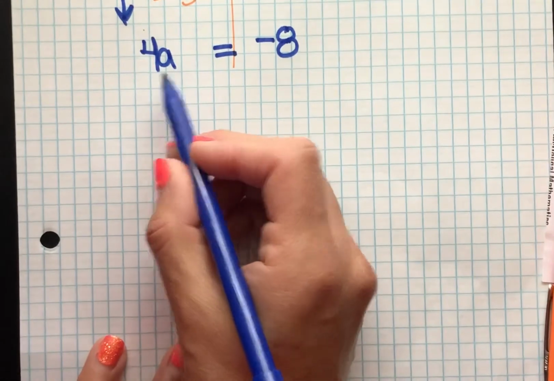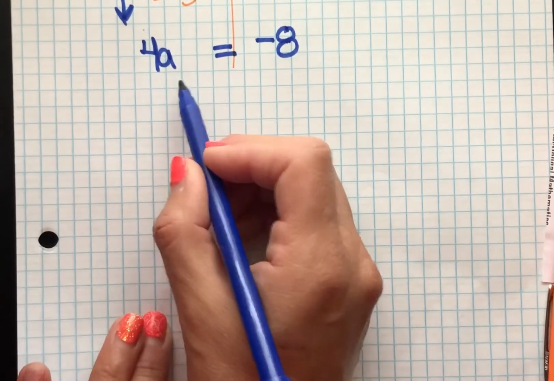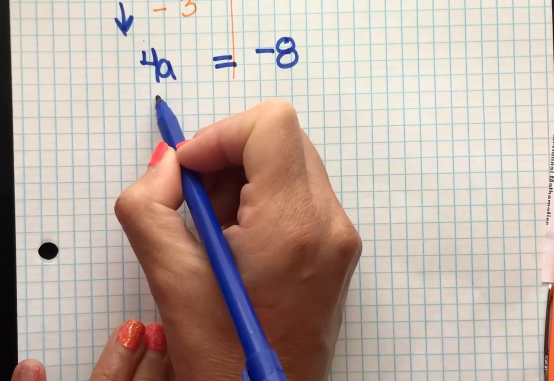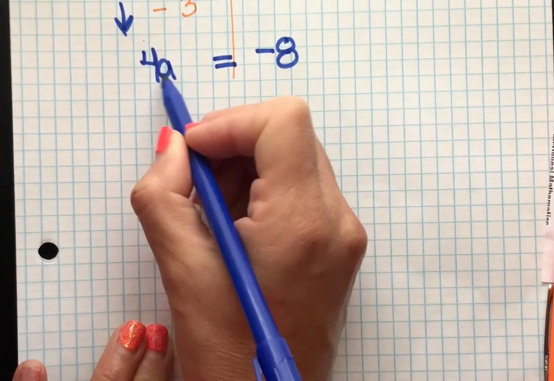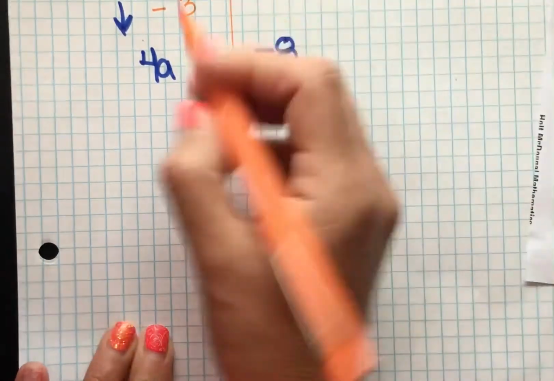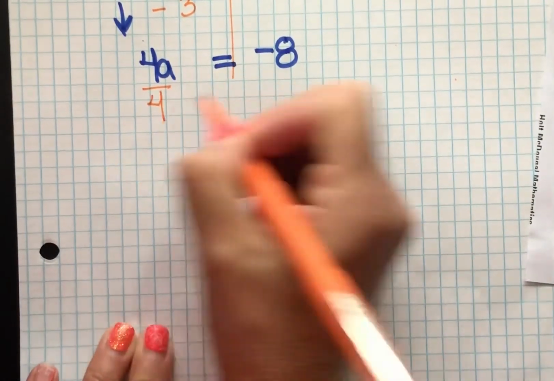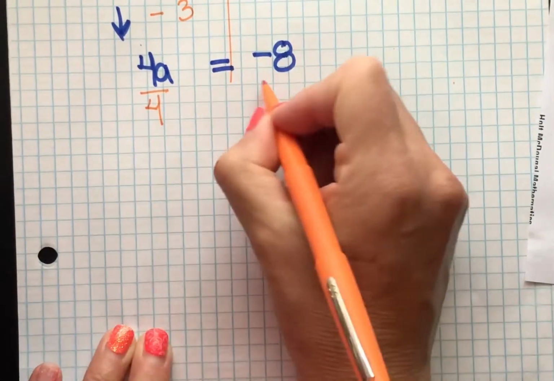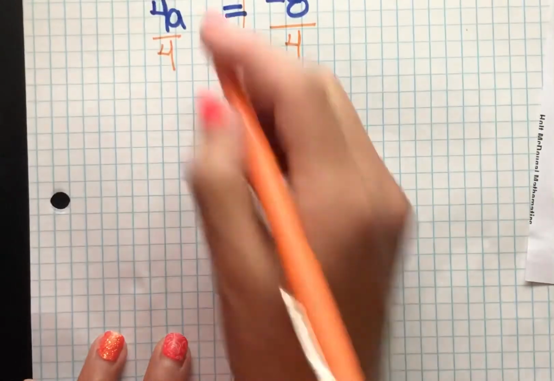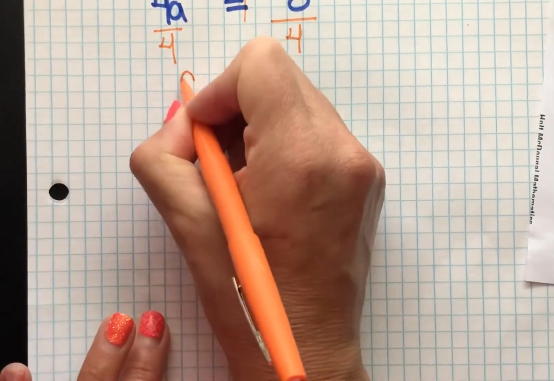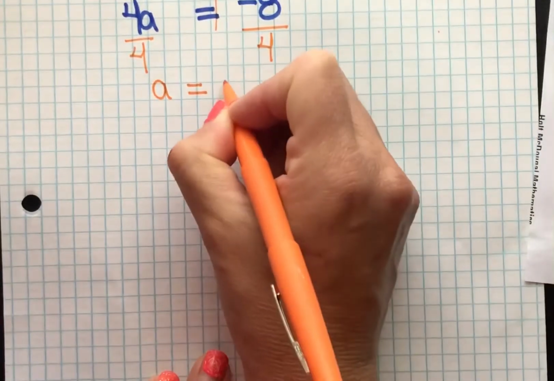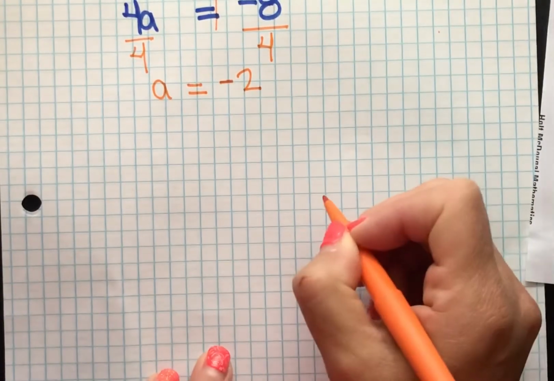I don't want to know what 4a equals. I need to know what 1a equals. So again, you need to undo this operation. This is my coefficient, this is my variable. They're being multiplied. So the opposite of multiplying would be dividing. By 4, divide by 4. So 4 divided by 4 gives us 1a. And negative 8 divided by 4 gives us negative 2.